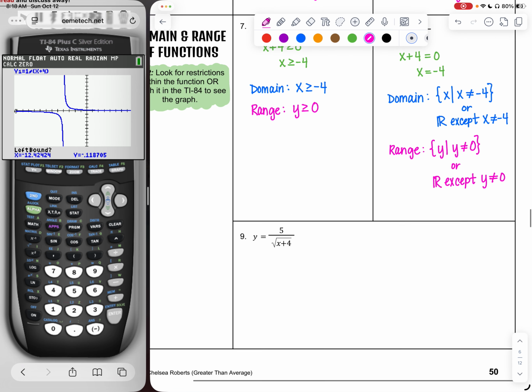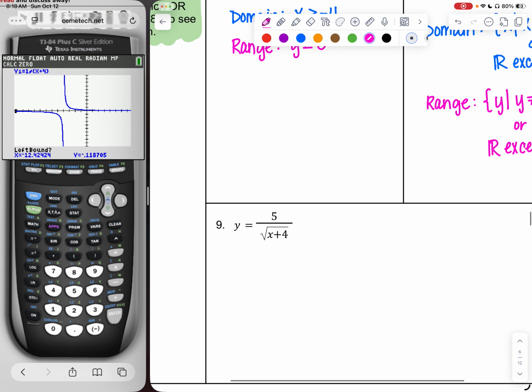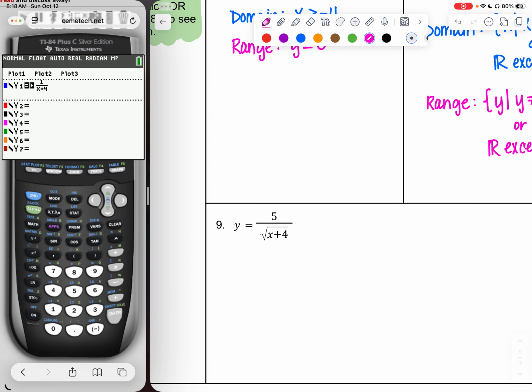All right, for number 9, we have the equation 5 over the square root of x plus 4. So once again, we know that we cannot divide by 0. And we also know that we cannot take the square root of a negative number. So I have two conditions here.